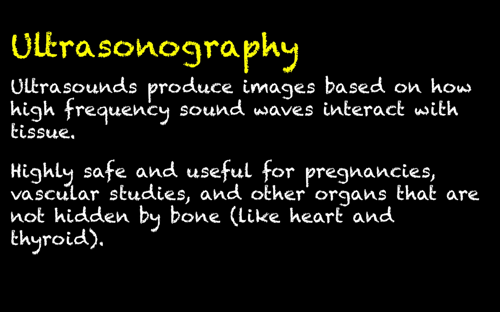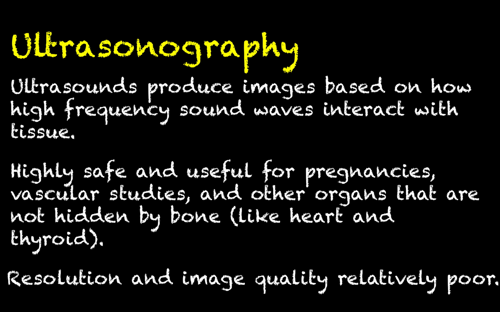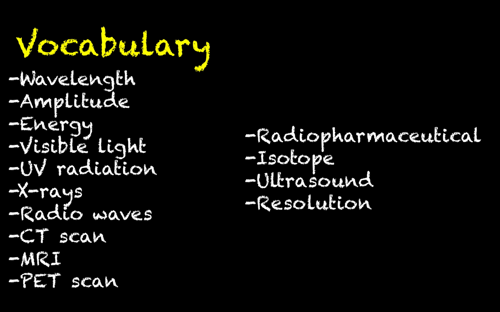So, in addition to pregnancies, ultrasounds can be used for vascular studies, so looking at blood flow through different blood vessels, and also for looking at other organs that are really not hidden behind bone, things like the heart and the thyroid. Now, the downside to ultrasounds, while they're obviously very safe, is that the image quality you're going to get is usually relatively poor in contrast to some of the higher end techniques like X-rays and CT scans that we've talked about before. Resolution is also an issue, resolution referring to the ability to distinguish two nearby objects as two separate objects.